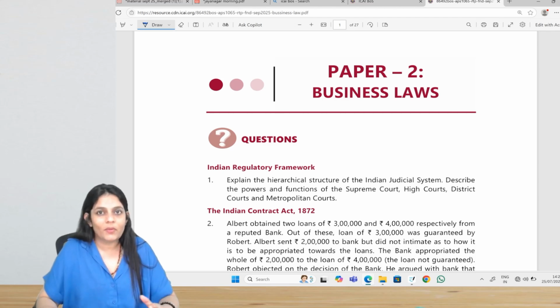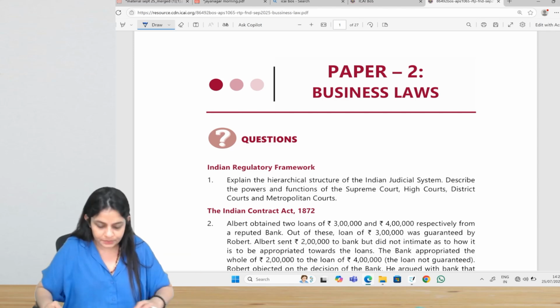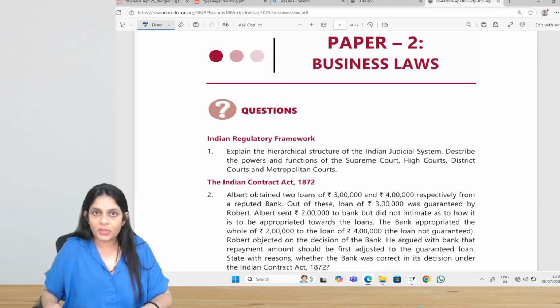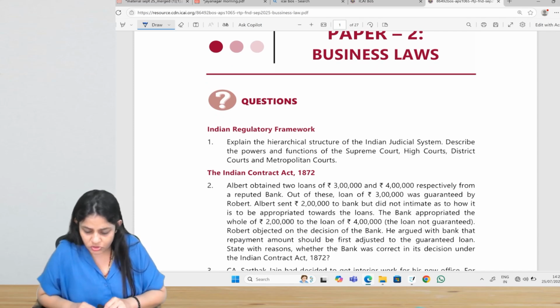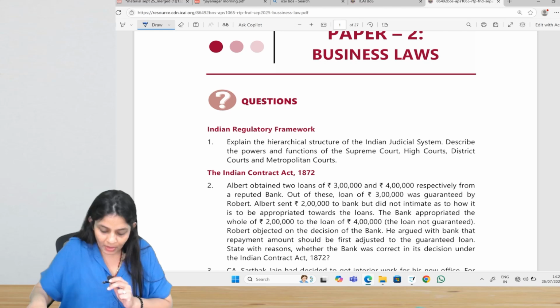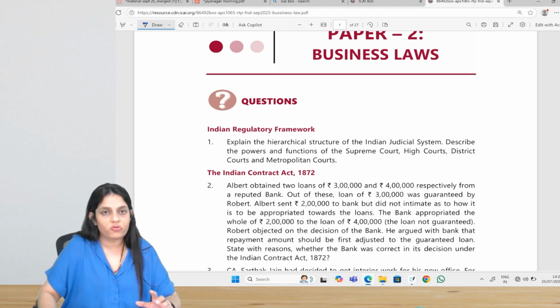Generally, I don't discuss the direct questions because it's direct, there is nothing to discuss, but still we will just do an overall thing on that. So the first chapter, Indian Regulatory Framework: explain the hierarchical structure of the Indian judicial system. Describe the powers and functions of the Supreme Court, High Court, District Court, and Metropolitan Court.